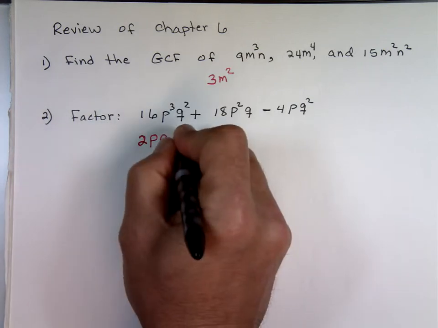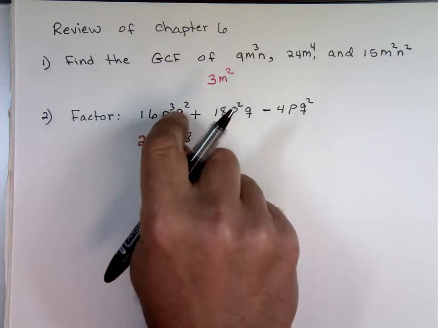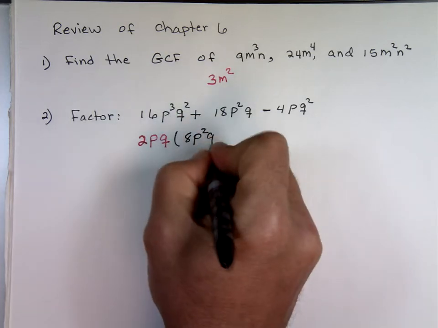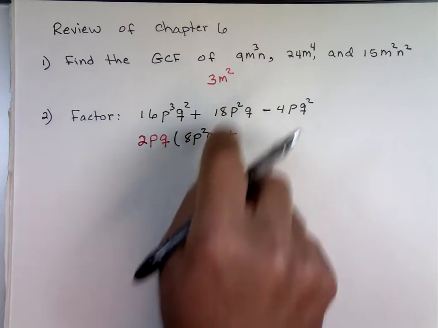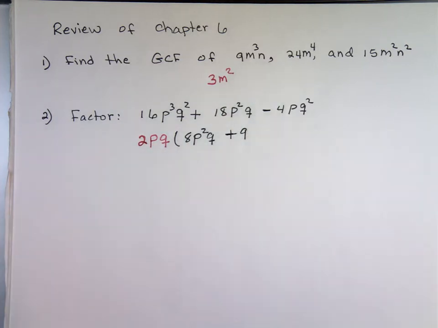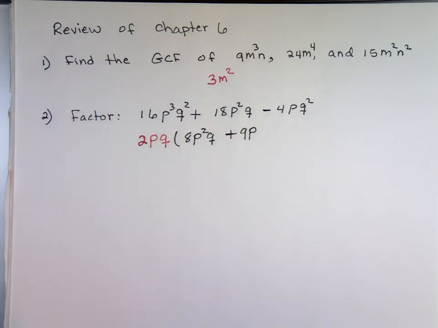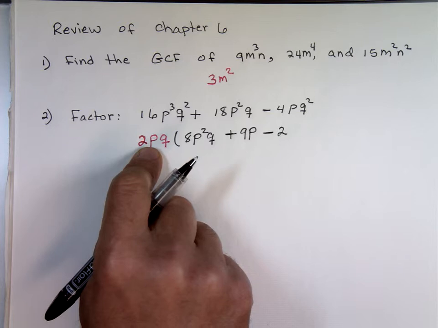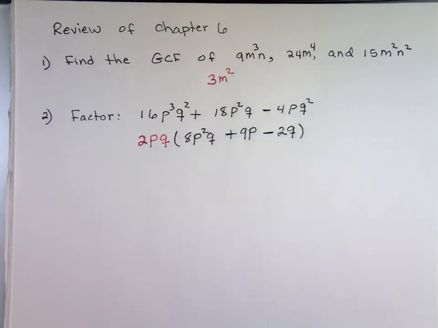So what is left in the first one? What is 16 divided by 2? That's an 8. Now let's look at the p's. You get 3 of them, you took 1 out, there's still 2 of them here. We get 2 q's, you took 1 out, there's still 1 on the inside. There's the plus. 18 divided by 2, that's a 9. You have 2 p's, you took 1 out, they still have a p here. You only had 1 q, you took it out, nothing left. There's the minus. 4 divided by 2, that's a 2. You had 1 p, but you took it out, nothing left. You had 2 q's, you took 1 out, that means there's still 1 inside. And that should be my factor.